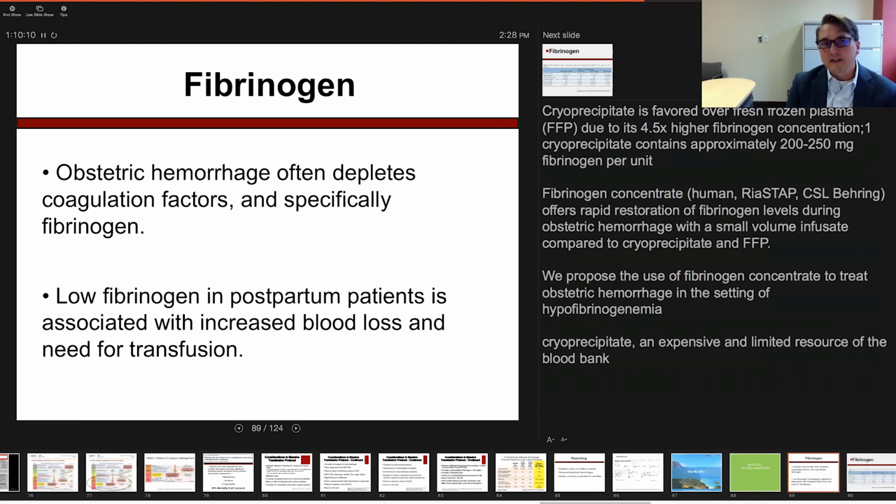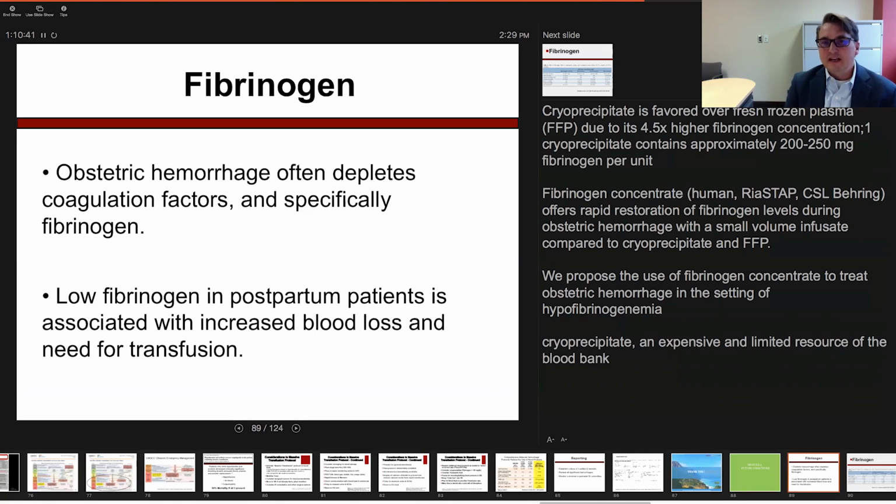So currently, the way we get fibrinogen to patients who've been hemorrhaging is through cryoprecipitate. It's favored over fresh frozen plasma because although fresh frozen plasma has fibrinogen in it, cryoprecipitate is about 4.5 times higher in fibrinogen content. And each unit of cryoprecipitate contains approximately 200 to 250 milligrams per unit.